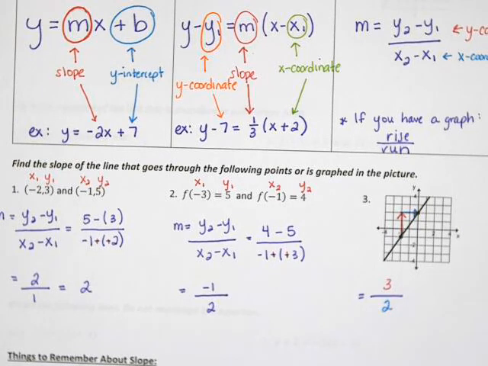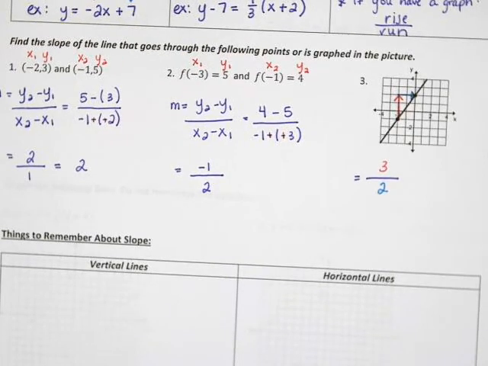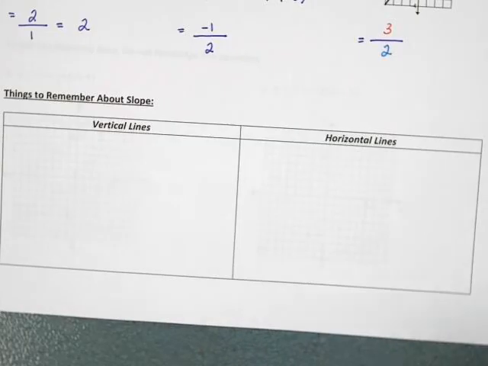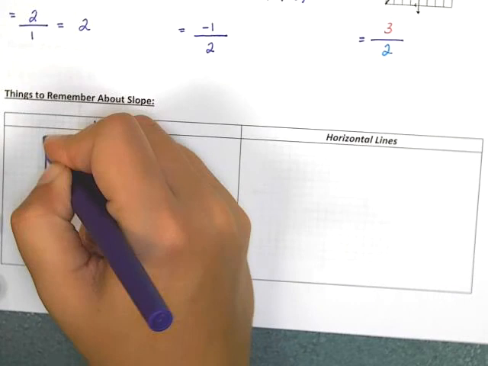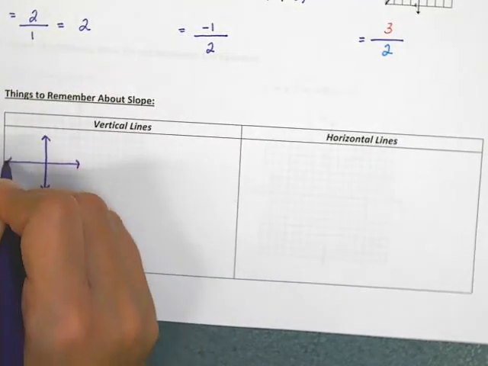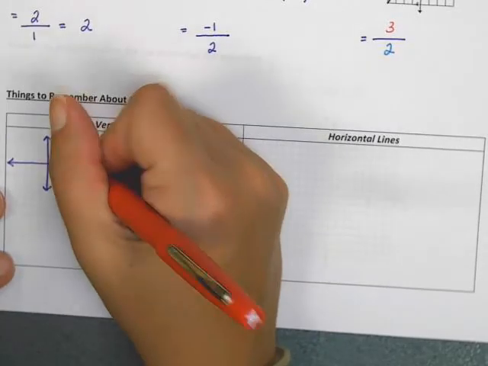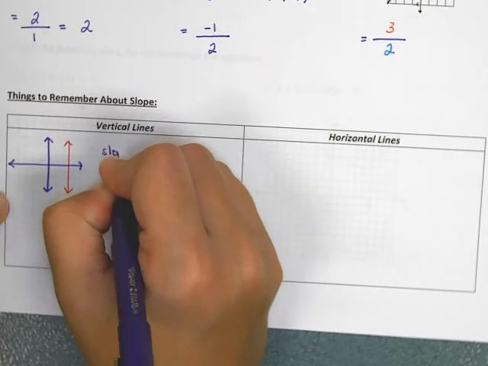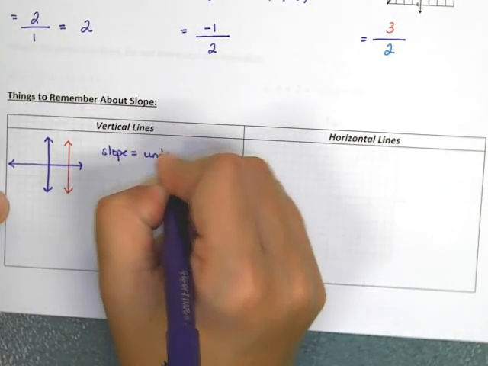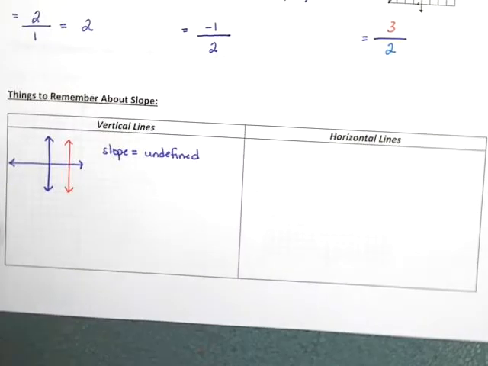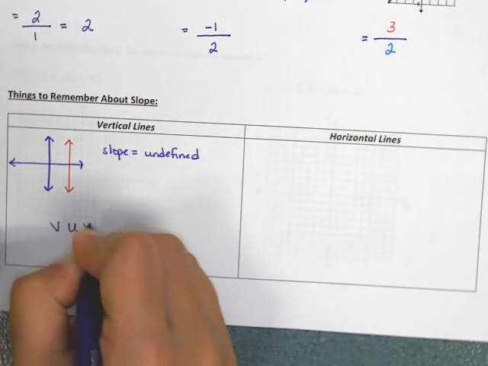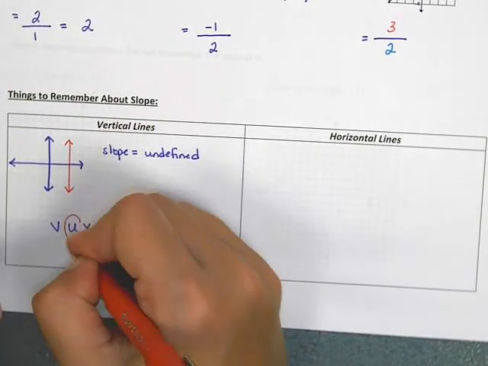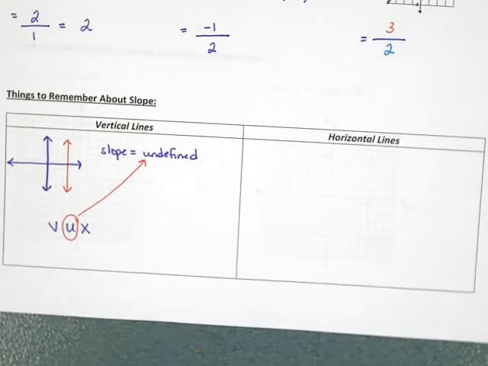Now that we've reviewed slope, let's review some special kinds of lines that sometimes come up when we're talking about slope. So here are some things to remember about slope. If you have a vertical line, which means the line looks like this, so you have a graph, and you have a line that is vertical, the slope of a vertical line is always undefined. Now we can remember that by remembering VUX, like Vuxhoy. The U stands for undefined slope.